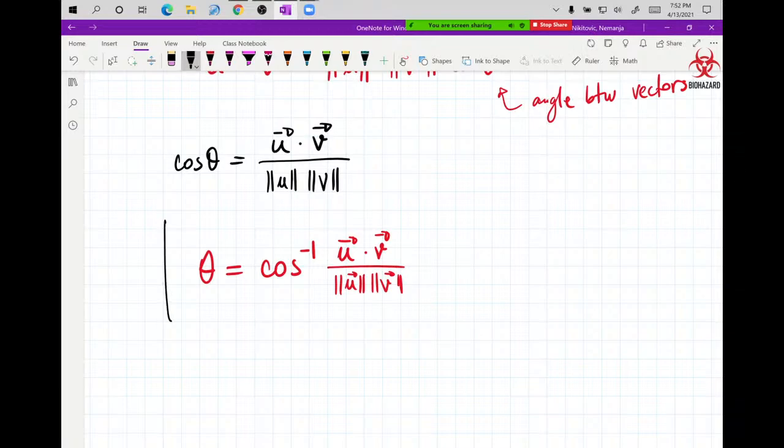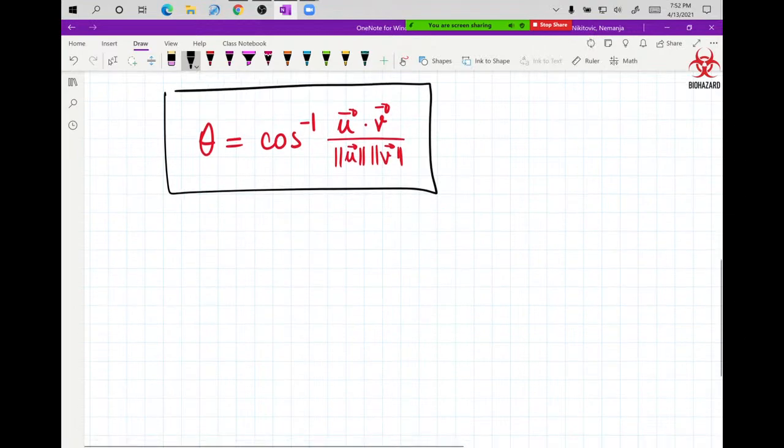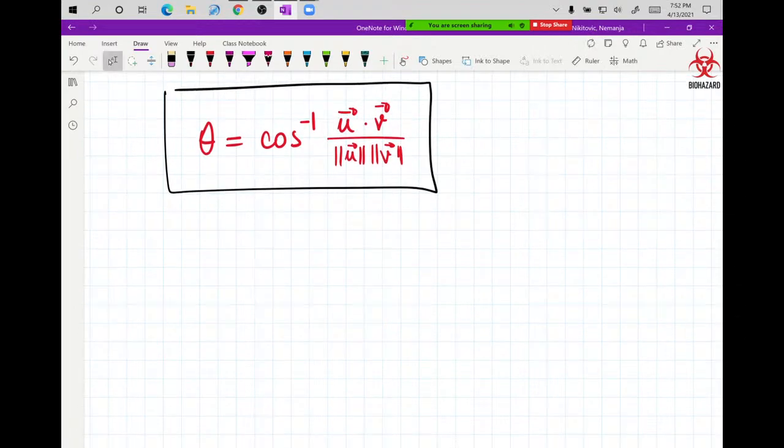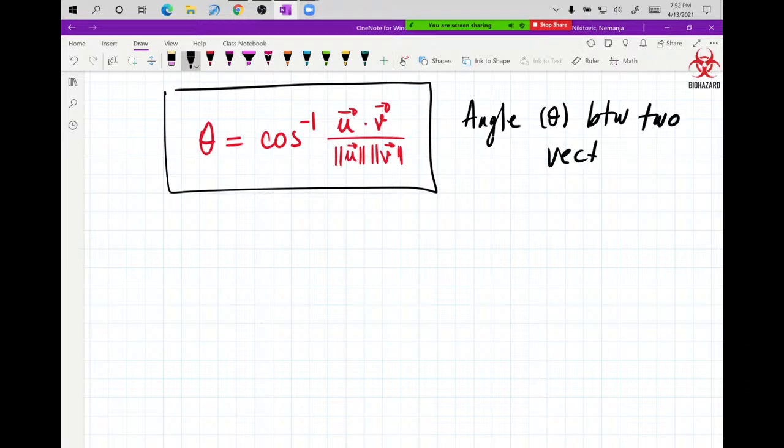And there will be the formula that we use to find the angle between two vectors.